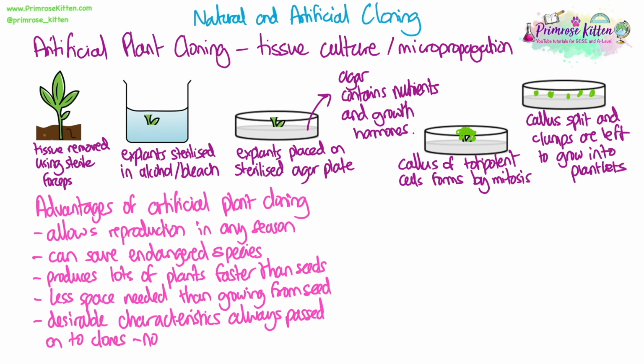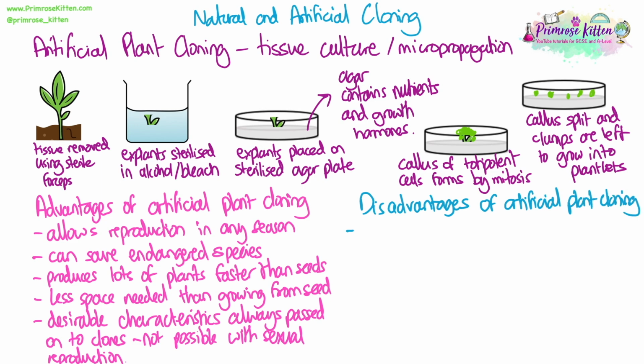So if you have a plant that you want to clone because it has specific desired characteristics, if you were to normally or naturally breed that plant, there isn't a guarantee that all of the offspring will have the desired characteristics that you want, because you can't guarantee those genes will be passed on with sexual reproduction, whereas you can if you're going to clone your plant.